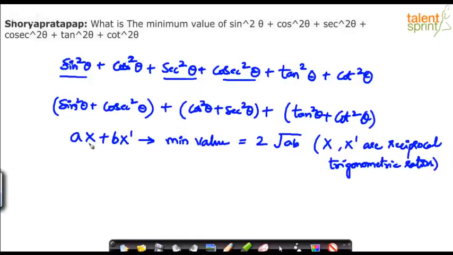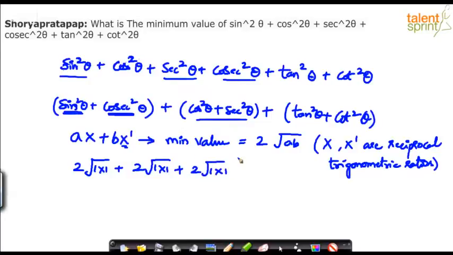So just apply that. x is sine square theta, x dash is cosecant square theta. These are reciprocal to each other. What is a in this case? 1. What is b? b is also 1. So your minimum value for this part will be 2 root 1 into 1. Similarly for this function, it will be 2 root 1 into 1, plus for this one, 2 root 1 into 1. Root 1 into 1 is 1, so 2 plus 2 plus 2, 6. So the minimum value for this trigonometric expression would be 6.